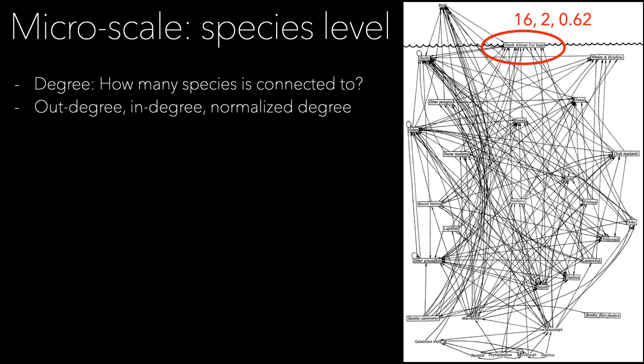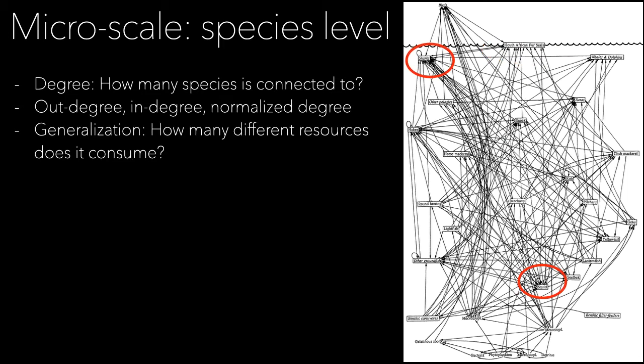The normalized degree is just the degree divided by the total number of possible species with whom the species can interact. In this case, it is 18 divided by 29. This provides a very basic information, but can already tell a lot about the position of a species.